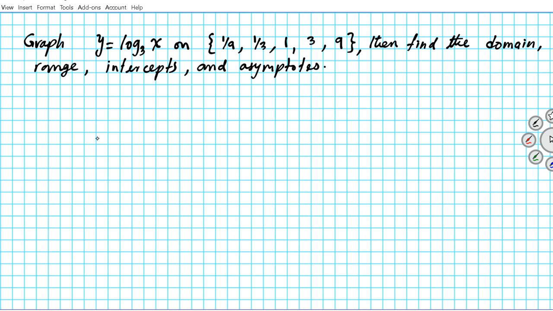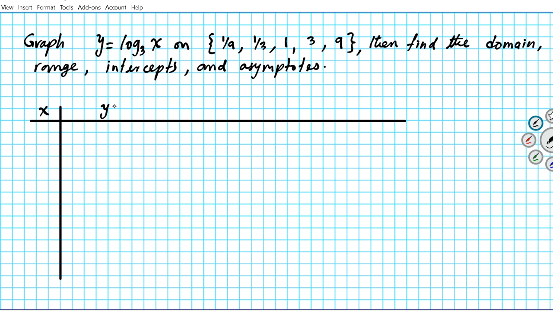All right, so let's go ahead and set up our table of values. These domain input values were selected specifically in such a way that it'll make it possible for us to graph our points without much complications. All right, so we have our x, and then our output y of x is going to be log base 3 of x, and that will help us to generate our corresponding y value.